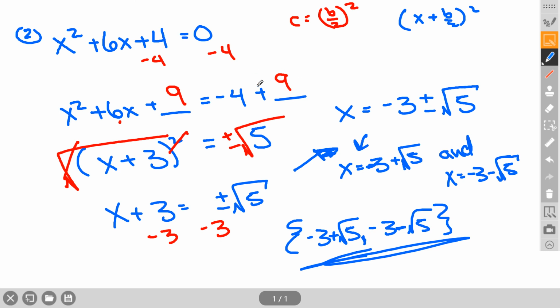So it's very useful to have this tool here that allows us to solve number 2, because number 2 can't be factored. It just can't, because we wouldn't get anything that provides solutions like this. They've got radicals in them. So completing the square is ideal here.